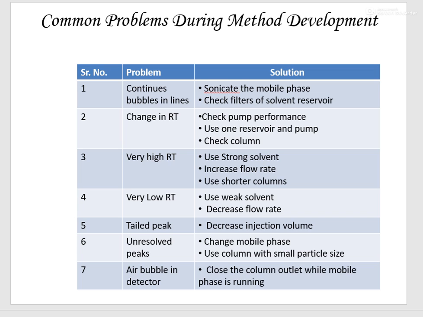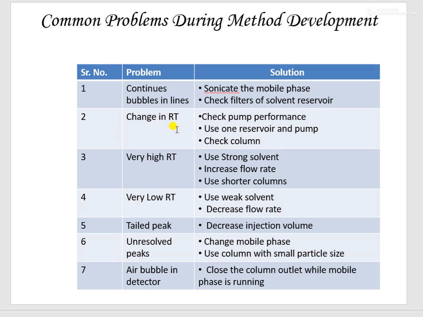Now, what are the column problems that are faced during method development? Some that we will discuss. So, continuous bubble in lines. As we know that we have to purge our HPLC system so that no air bubble goes into the system or column, because it will disturb our column packing. It will produce unsteady baseline. So we don't want any bubble in our line. So if you see continuous bubble in the line, the solution is to sonicate the mobile phase properly and check the filters of your solvent reservoir.